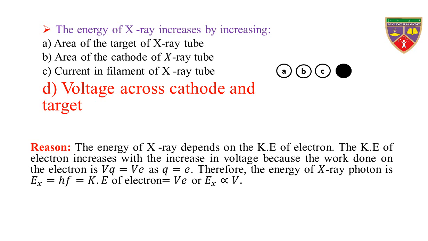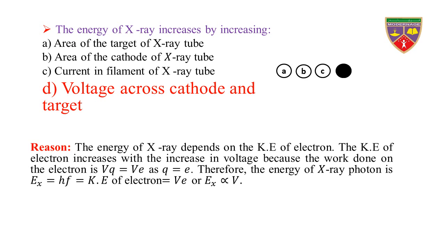The kinetic energy of the electron increases with the increase in voltage because the work done on the electron is V into Q, which is equal to V into e, where Q is equal to e, the charge of the electron. Therefore, the energy of the X-ray photon Ex is equal to hf, which is equal to the kinetic energy of the electron, and it is V into e, or Ex is proportional to V.